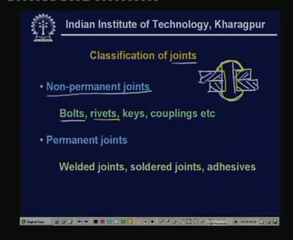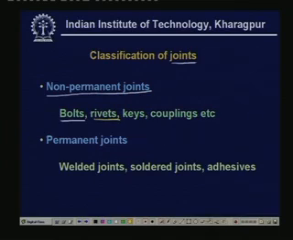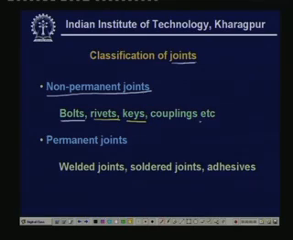Then we have keys. We shall spend some time talking about the keys. There are various kinds of keys known as sunk keys, feather keys, taper keys, etc. Couplings are normally used to join two shafts axially, and the joints should be a little flexible. We will study all about that in due course, but these are a few types of the non-permanent joints.